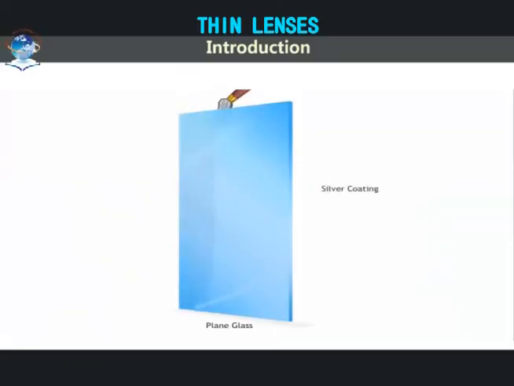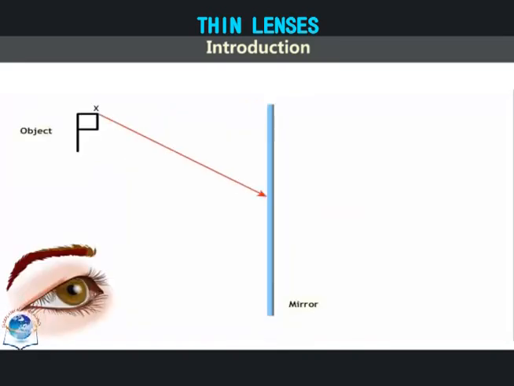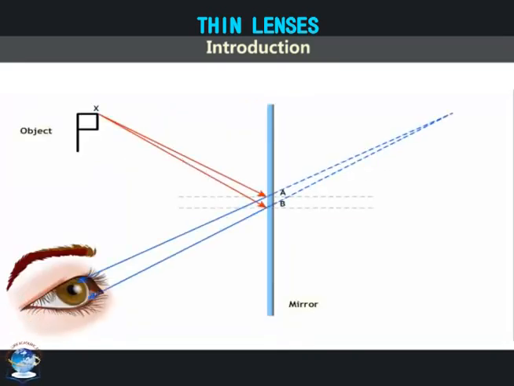Chapter 1, Thin Lenses. Now, we have looked at the behavior of light rays when they fall on different types of surfaces. We started with plane mirrors in Form 1, and we saw when light rays fall on the surface of a plane mirror, they are reflected back at the same angle. The images are formed behind the mirror. They are virtual, same size as the object, and the same distance from the mirror as the object.